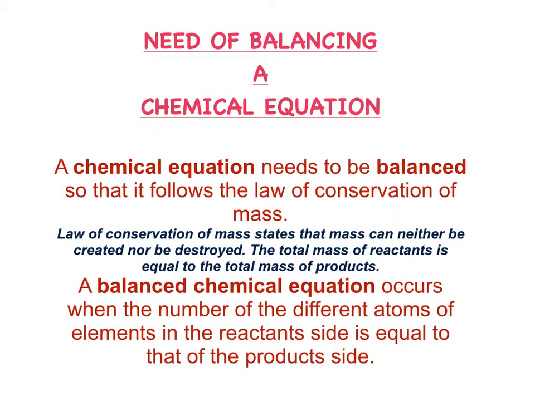A balanced chemical equation occurs when the number of different atoms of elements in the reactant side is equal to that of the product side. It will be difficult to understand with the help of a definition. So let us look at the examples.